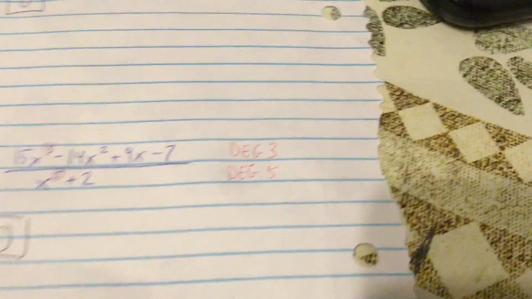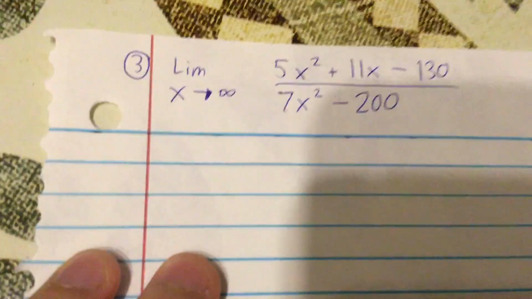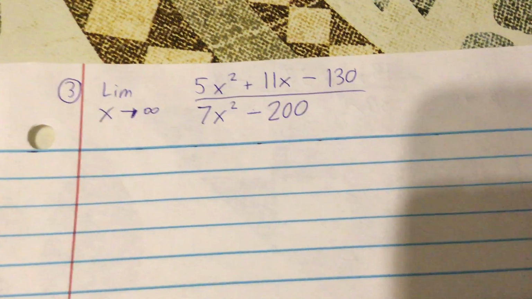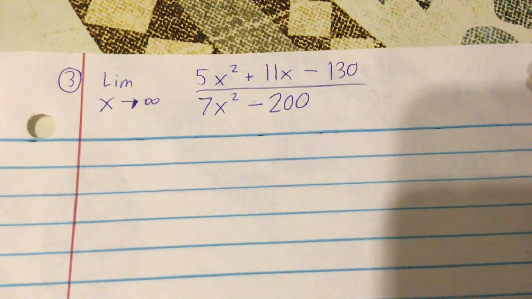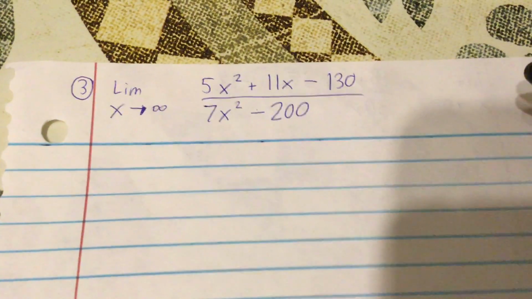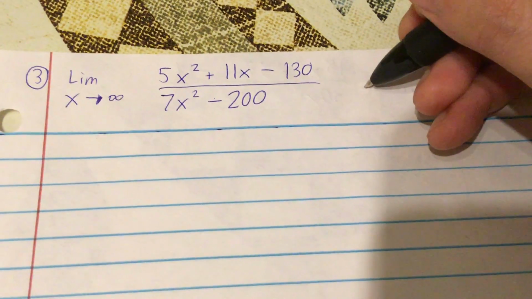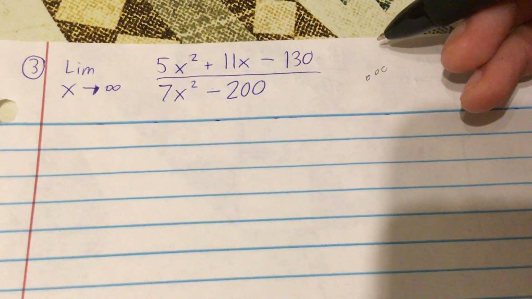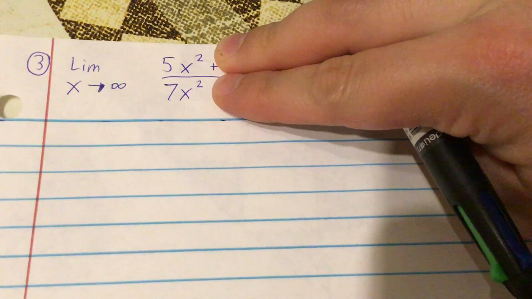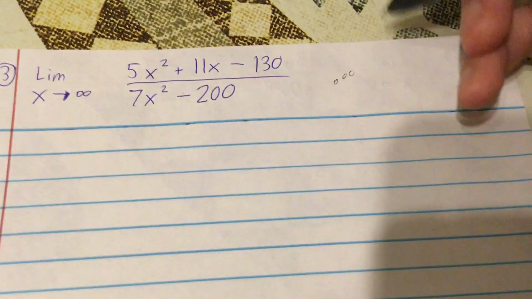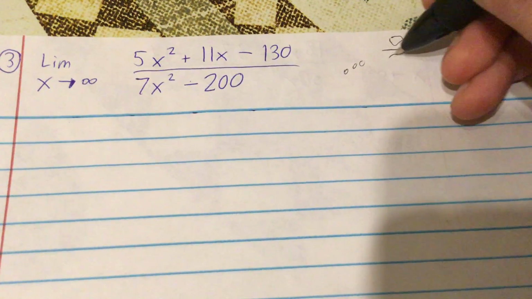All right, problem number 3. The limit as x approaches infinity for 5x squared plus 11x minus 130 over 7x squared minus 200. Okay, if I plug in infinity, I'm going to get 5 times infinity squared plus 11 times infinity minus 130. Let's be real, I only care about the leading degree. 5 times infinity squared over 7 times infinity squared, still I get infinity over infinity.